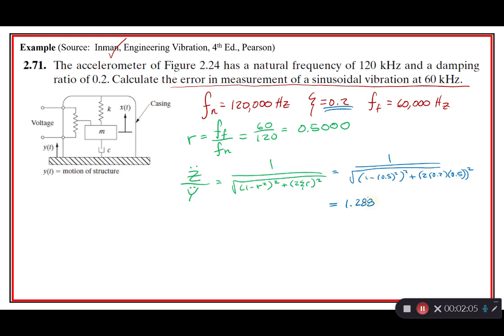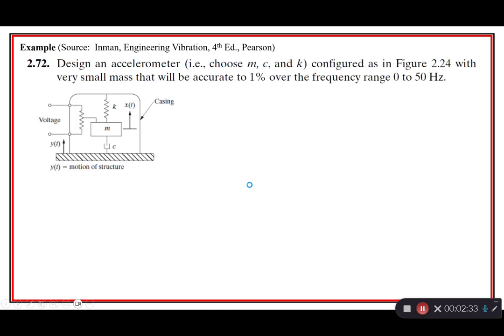So what we end up with is 1.288. That means that our error is a whopping 28.8%. That is a poorly designed accelerometer. Should we continue on with the next problem? Because this one was so short at 2 minutes, let's go for it, because that'll be the last one.